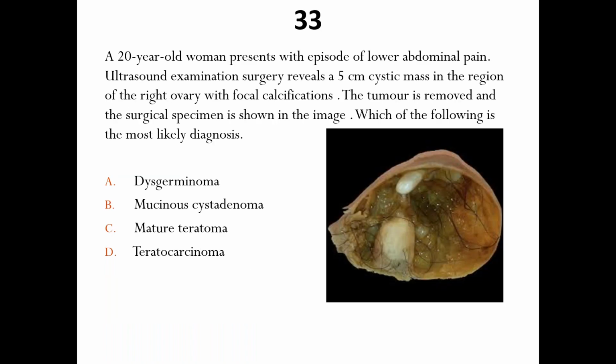A 20-year-old woman presents with an episode of lower abdominal pain. Ultrasound examination shows a 5 centimeter cystic mass in the region of the right ovary with calcification. The tumor is removed and the surgical specimen image is shown. What is the diagnosis? Mature teratoma.